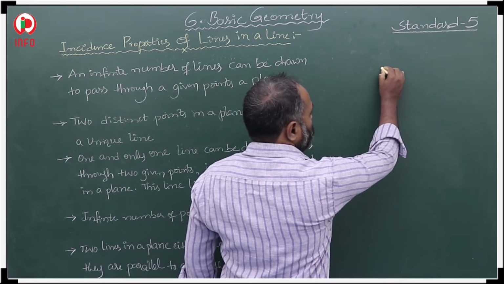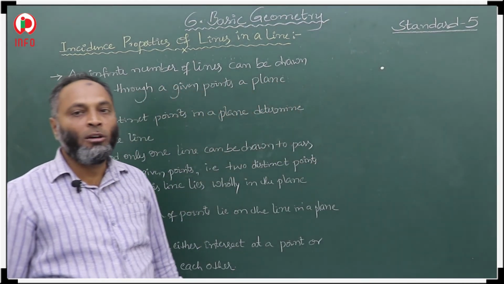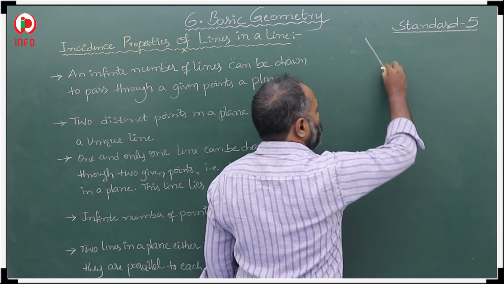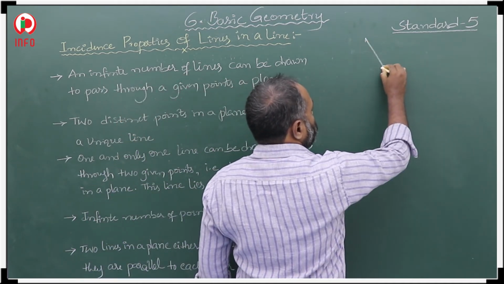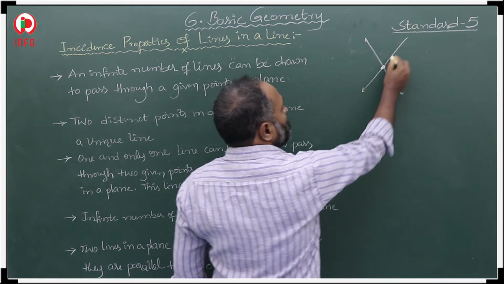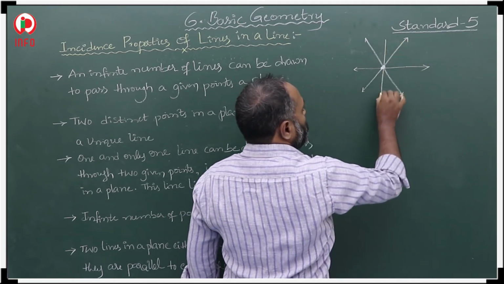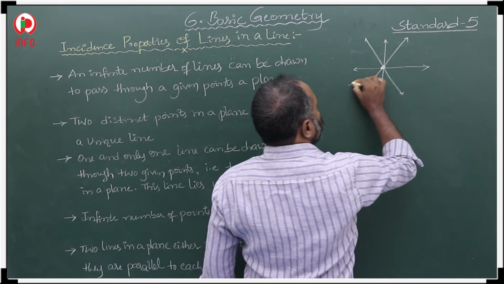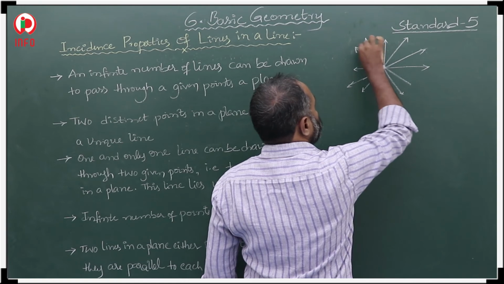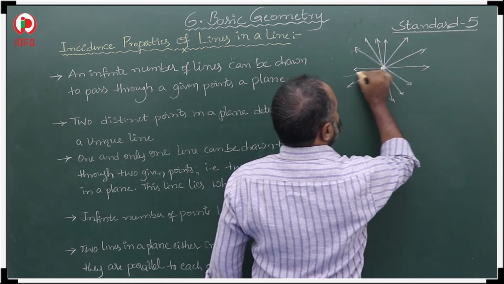Suppose this is a given point. From this given point, how many lines can we draw? This is one line, this is the second line, this is the third line, this is the fourth line, this is the fifth line, this is the sixth line, this is the seventh line, and this is the eighth line.